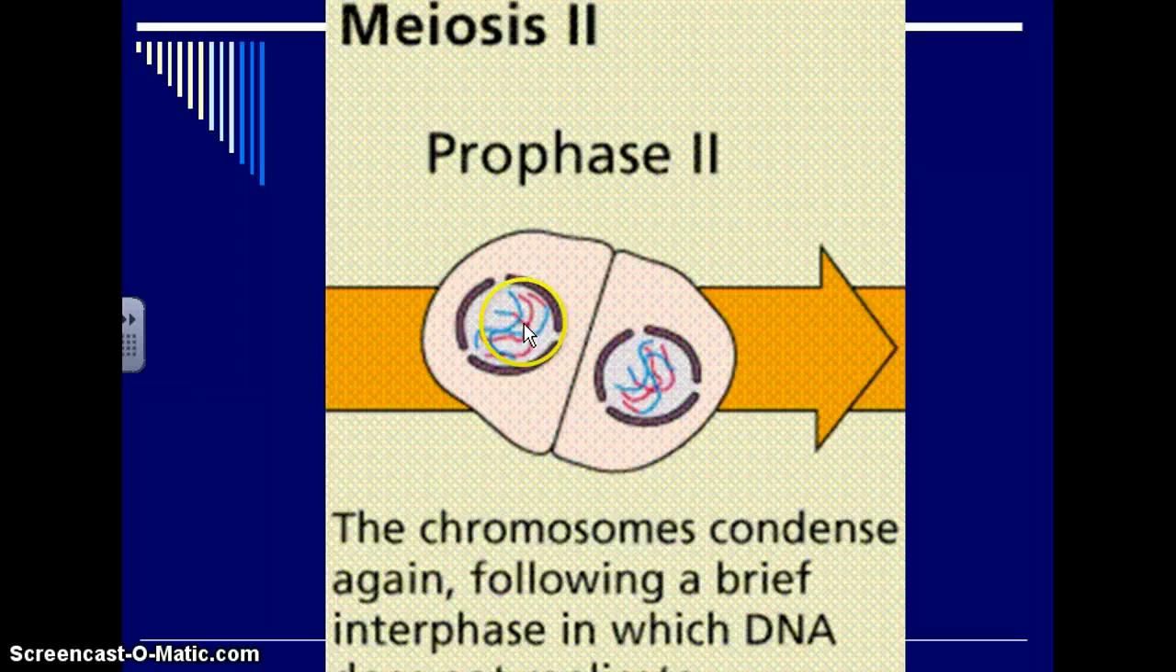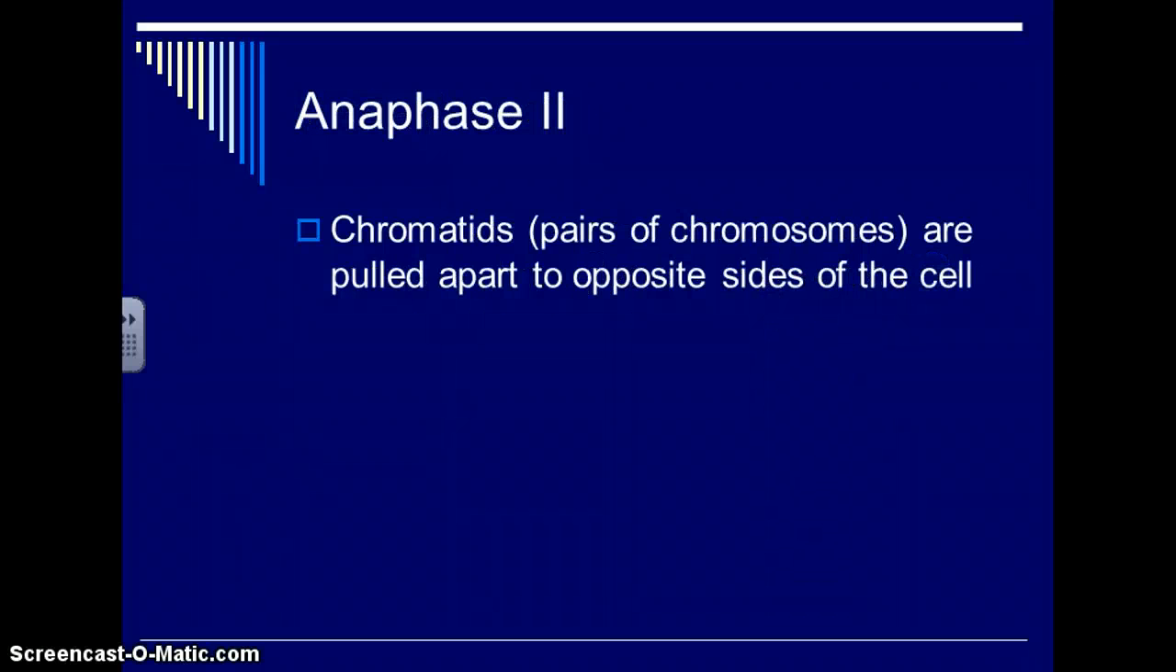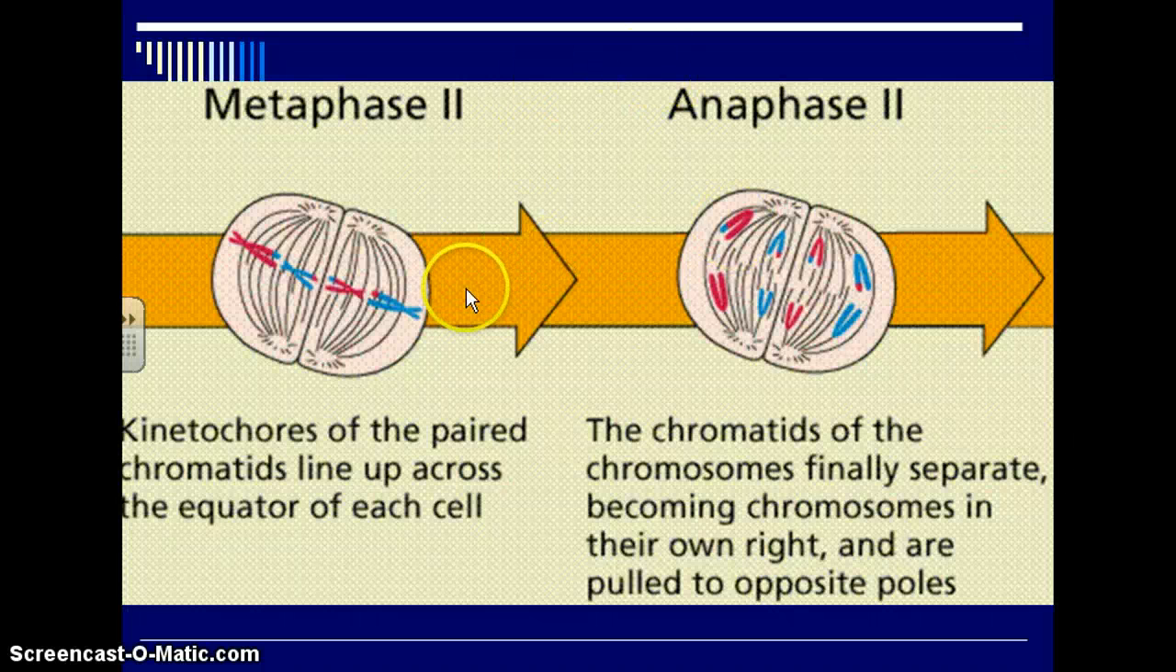Here, these chromosomes are starting to condense. Then in metaphase 2, like metaphase 1, the chromosomes start to line up in the middle. Then in anaphase 2, the chromatids start to get pulled apart to opposite sides of the cell. Same thing that happens in anaphase 1. Here's just another picture of that, except we have the 2 cells this time. The chromosomes are lined up in the middle here, and then they start to get pulled apart over here.